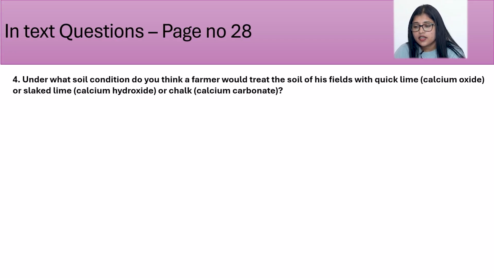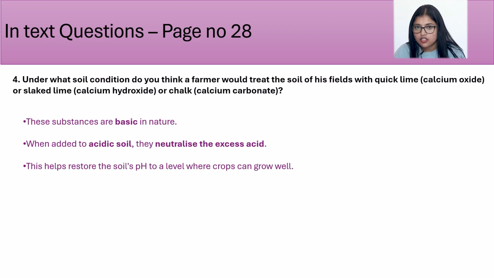Under what soil condition do you think a farmer should treat the soil of his fields with quicklime, that is calcium oxide, or slaked lime, that is calcium hydroxide, or chalk, that is calcium carbonate? So, all these three compounds that are mentioned here are basic in nature. So when added to acidic soil, they'll neutralize the soil. So these have to be added to acidic soil in order to restore the soil's pH to neutral to grow healthy crops.